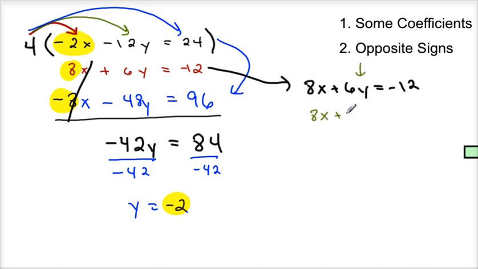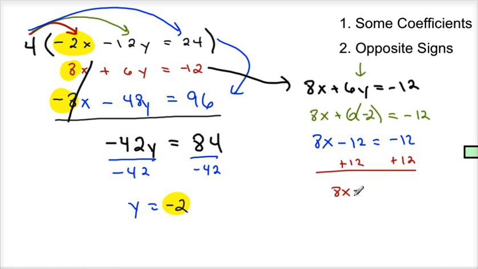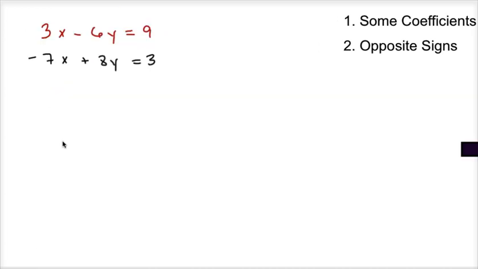So I have 8x plus 6 times negative 2 equals negative 12. 8x minus 12 equals negative 12. Add 12 to both sides. 8x equals 0. Divide by 8. x equals 0. So my point of intersection is 0, negative 2. Okay, so the two lines will intersect at that coordinate, 0, negative 2.